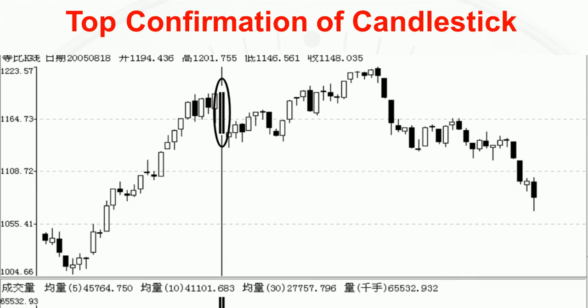Okay? So let's see the next one. Confirmation of candlestick. If you see the price continue to go up, then suddenly a big bearish candlestick appears on high volume, you should know this is the top area. Okay, if you want to buy some stocks, you cannot buy at this price. So if the price has some rebound, then touches this high price of the bullish candlestick again, here is the strong resistance. Okay, so here you cannot buy. This is the top confirmation of candlestick.